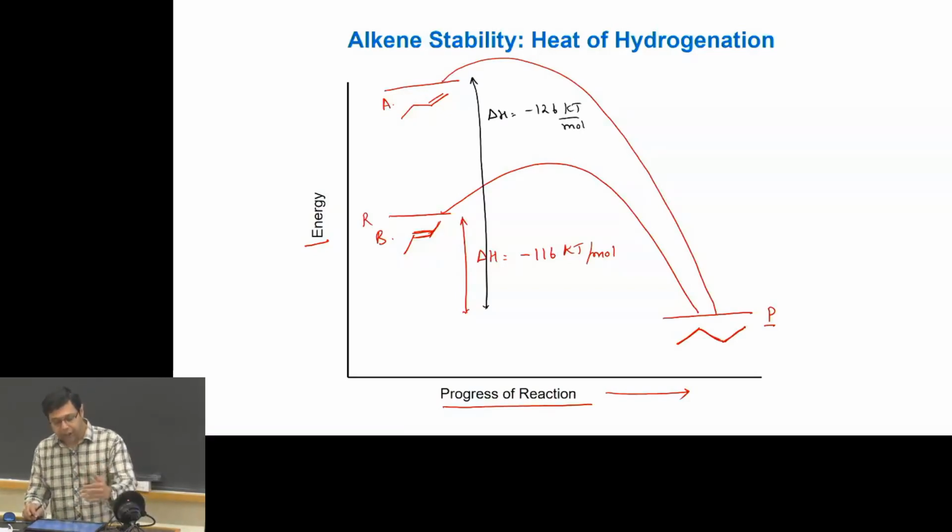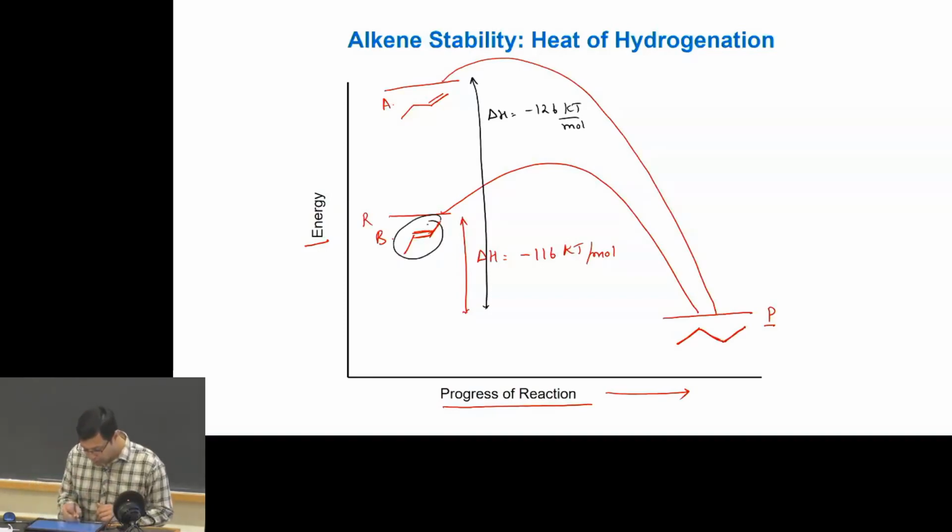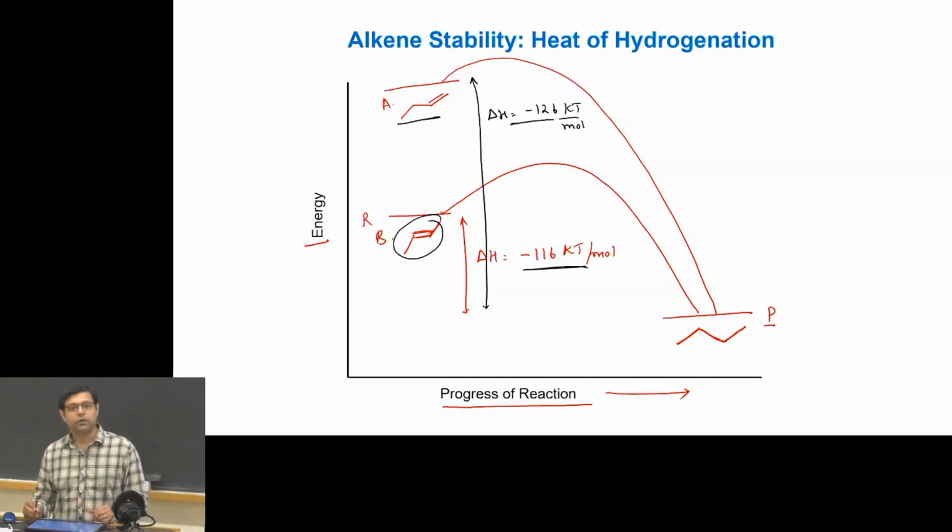So from this graph, you can clearly see why a more stable compound releases less energy, and a less stable compound gives out more energy. When a compound is more stable, it's already lower in energy. It is closer to the product. So the difference is a small value. So only that much amount of energy is released.